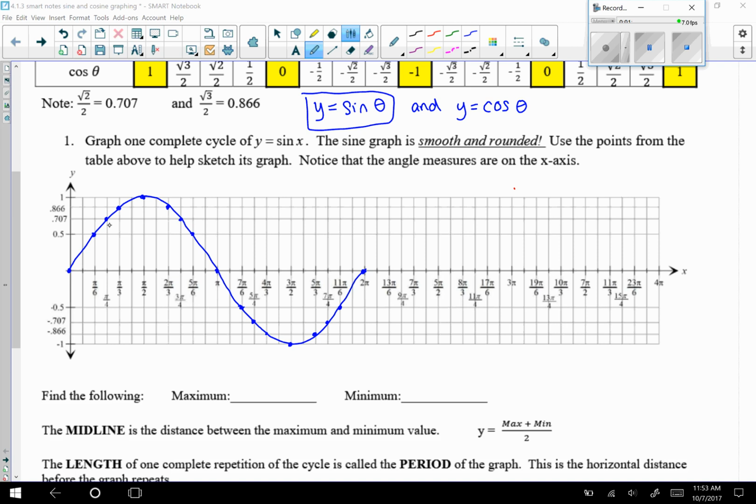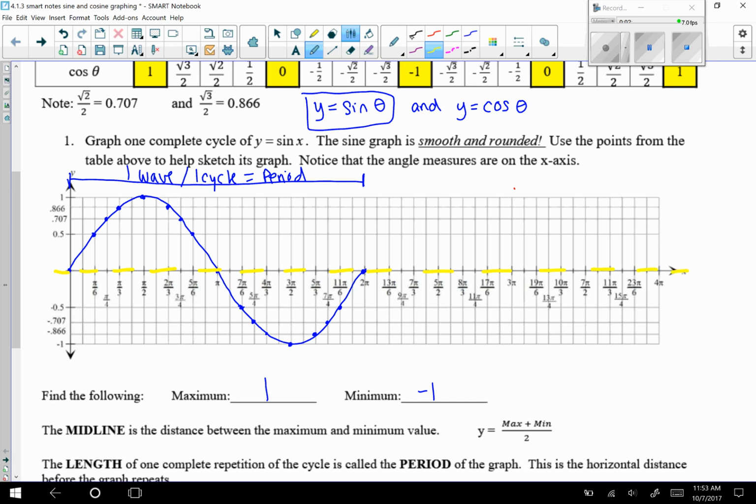As you can see, to go all the way around our unit circle takes 2 pi radians. So that's one wave, or one cycle, which is equal to the period of our function. Note that the maximum is up here at 1, and the minimum is down here at -1. Recall that the midline is halfway between the maximum and the minimum value. So right here would be the midline of our graph.